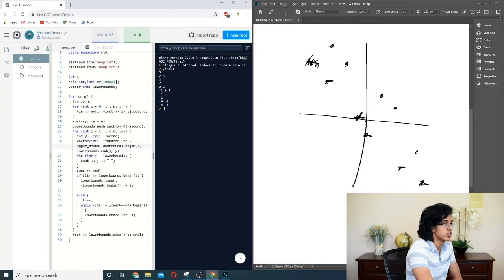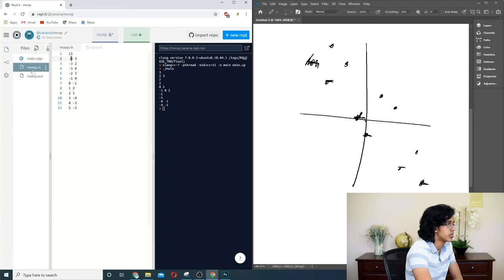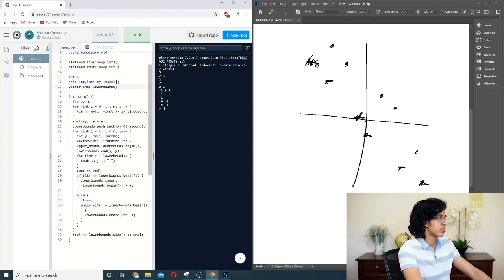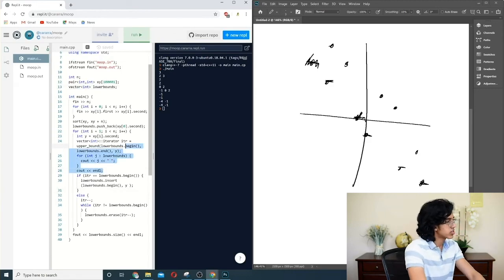So it goes 3, 2, 3, 2, stays at 2. Then it goes to 0, 2, which is right. Negative 1, 0, 2, right. Oh, this one, wait a minute. What is this one? 1, comma, oh, I did 1, comma 2, so that makes sense. Okay, so it should be 3, so now it should be working. So let us take this out and try it again.